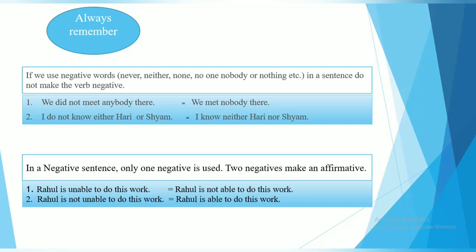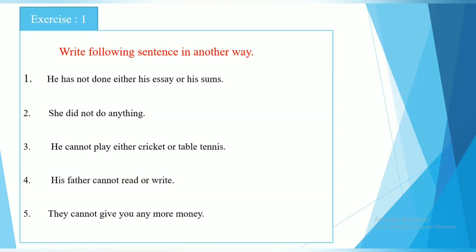Now let's see the second example. Rahul is not unable to do this work. That means the meaning is entirely changed: Rahul is able to do this work. I hope you understood how to change affirmative into negative. Students, try to do this exercise in your copy.